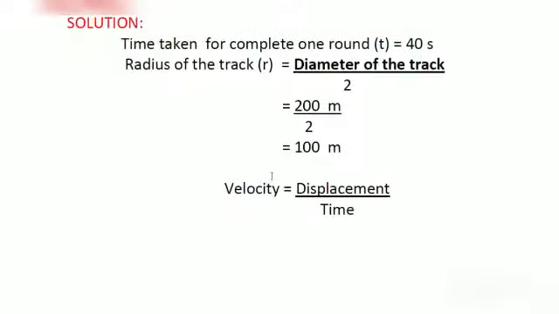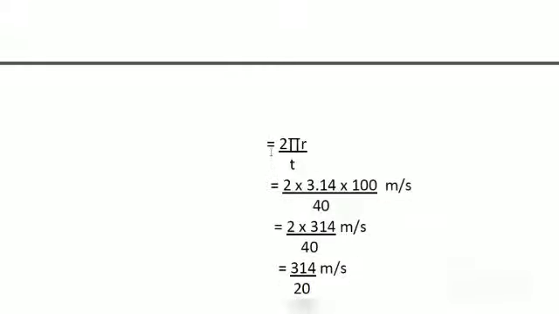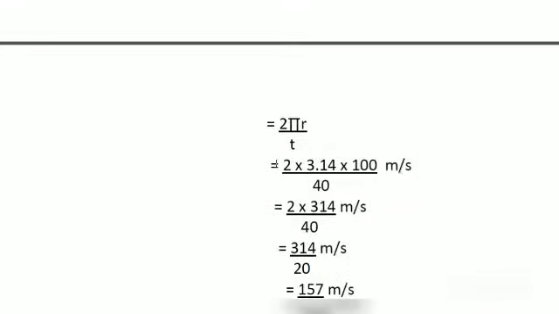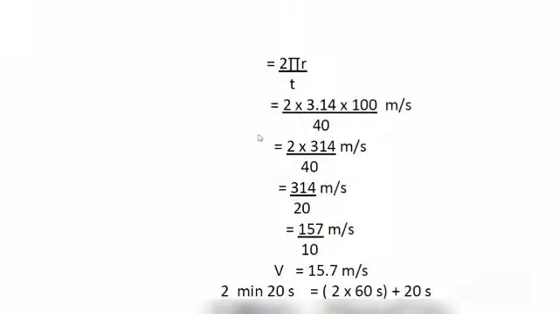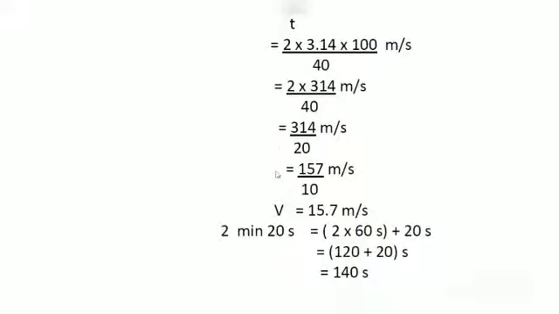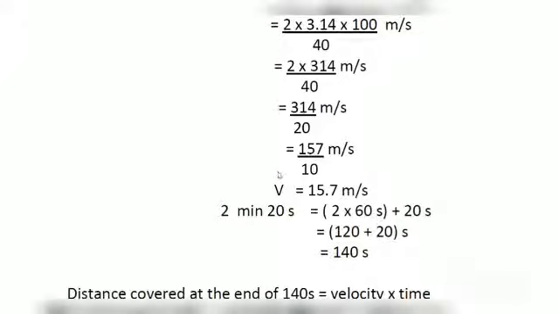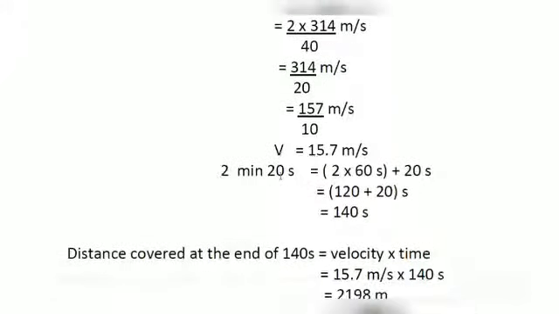Velocity is equal to displacement by time. The displacement is 2 pi r by t, which is equal to 2 into 3.14 into 100 by 40 meter per second. When we multiply 3.14 and 100, we get 314. So 2 into 314 by 40 meters per second. Now when we cancel 2 and 40, we get 20. So 314 by 20 meter per second is equal to 157 by 10 meter per second. v is equal to 15.7 meter per second.